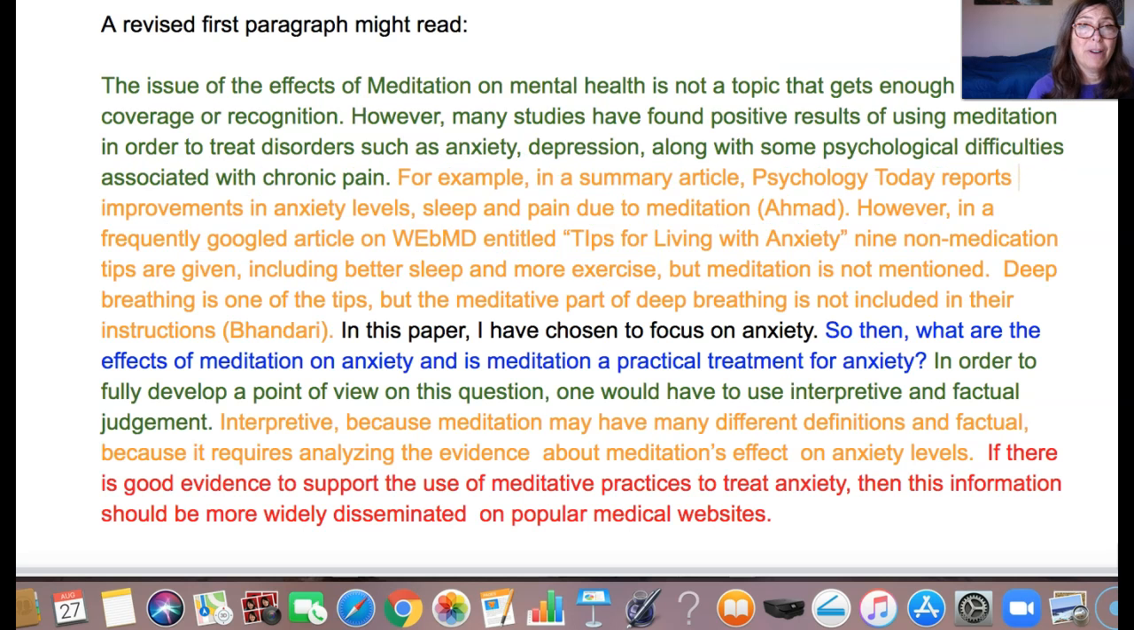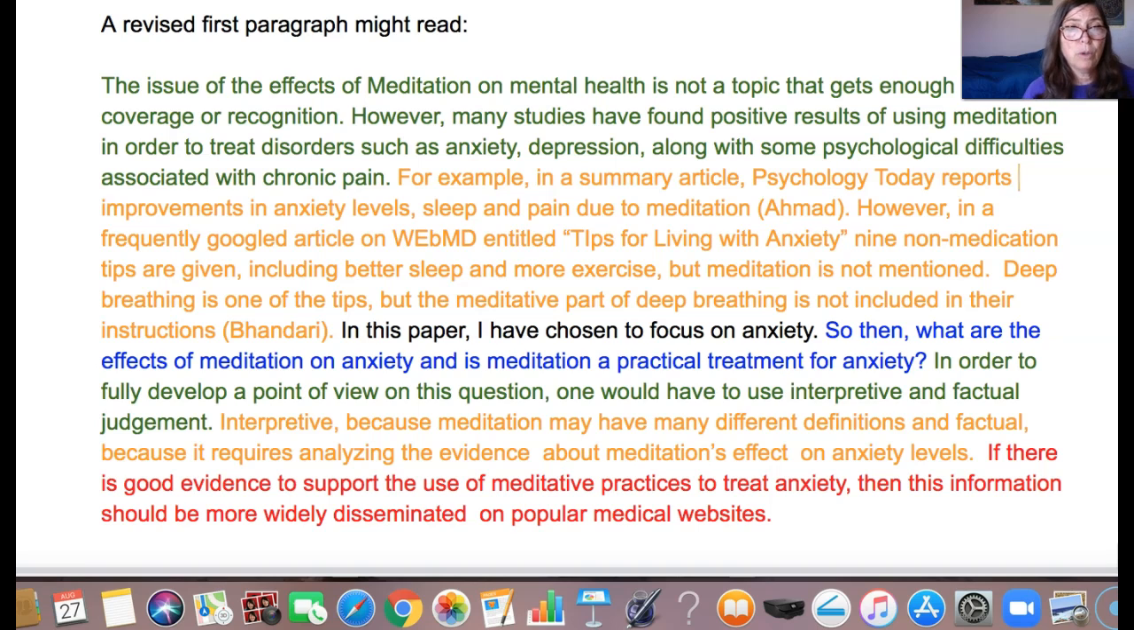A revised first paragraph might read, the issue of the effects of meditation on mental health is not a topic that gets enough coverage or recognition. However, many studies have found positive results of using meditation in order to treat disorders such as anxiety, depression, along with psychological difficulties associated with chronic pain. For example, in a summary article, Psychology Today reports improvements in anxiety levels, sleep, and pain due to meditation.